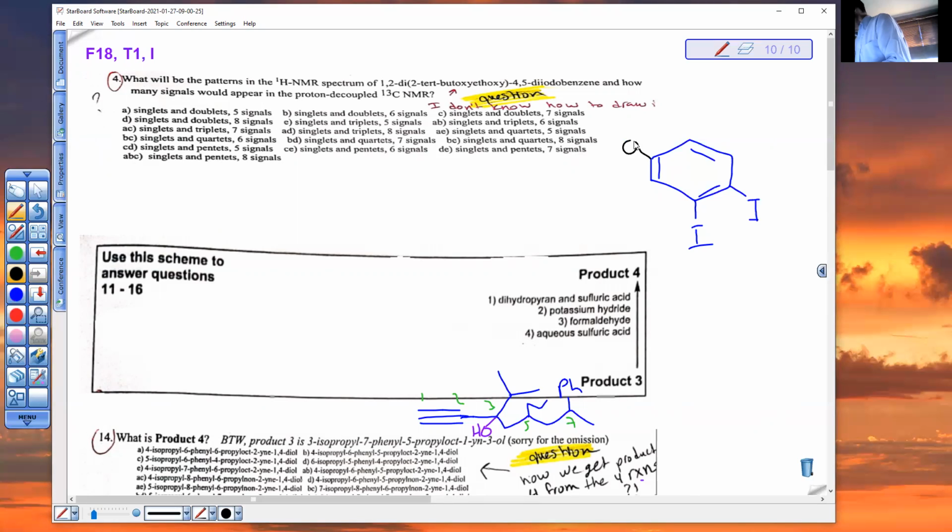O, there's an ethoxy group. O, that's an ethoxy group. Ethyl oxygen, ethyl oxygen. Carbon 1 of the group is here. On carbon 2 of the group, there's a 2-tert butoxy. On carbon 2, there's a tert butoxy. That's another oxy.